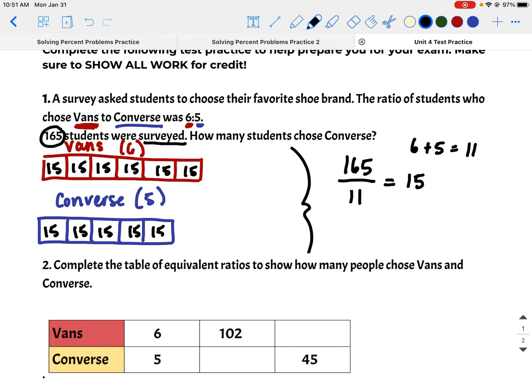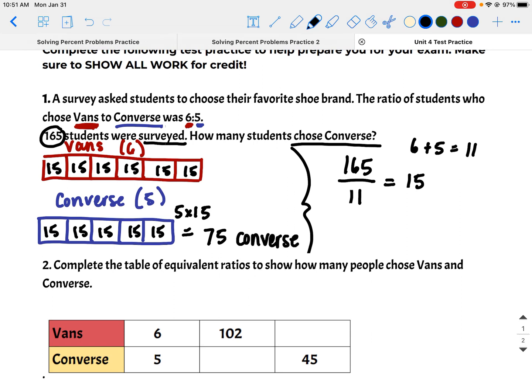So if each part represents 15, can we now answer this question of how many students chose Converse? Well, we should be able to, right? I see a visual model of it. I see a diagram with 5 pieces, 15 in each. So I could either do 5 times 15 or add all of those parts. And that would give me 75 that chose Converse.